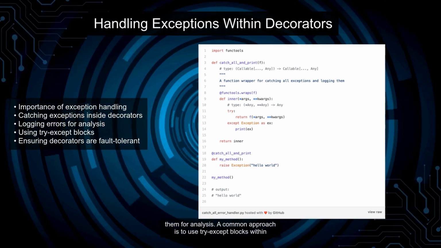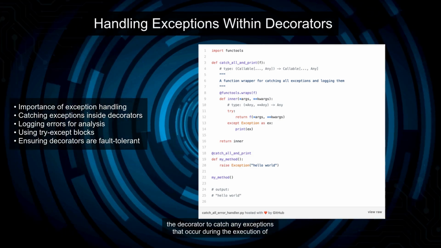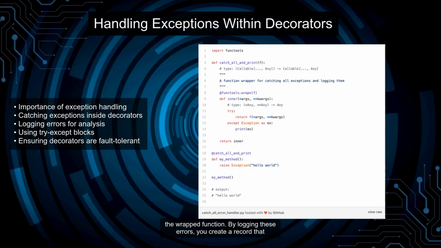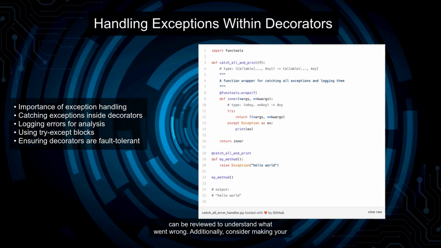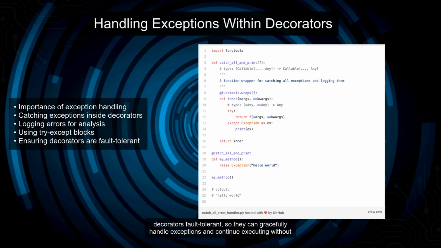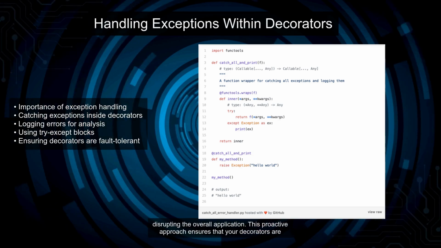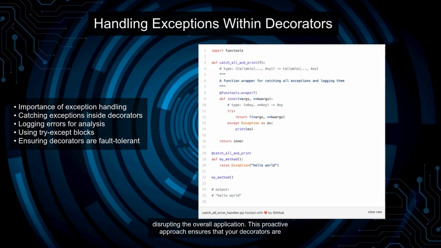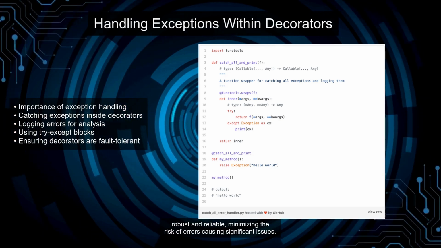A common approach is to use try-except blocks within the decorator to catch any exceptions that occur during the execution of the wrapped function. By logging these errors, you create a record that can be reviewed to understand what went wrong. Additionally, consider making your decorators fault-tolerant, so they can gracefully handle exceptions and continue executing without disrupting the overall application. This proactive approach ensures that your decorators are robust and reliable, minimizing the risk of errors causing significant issues.